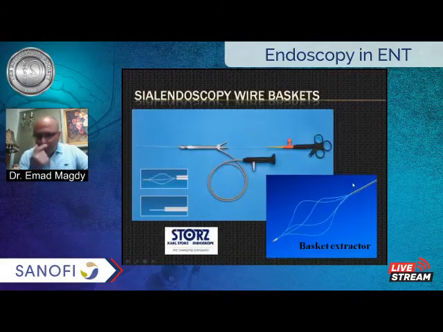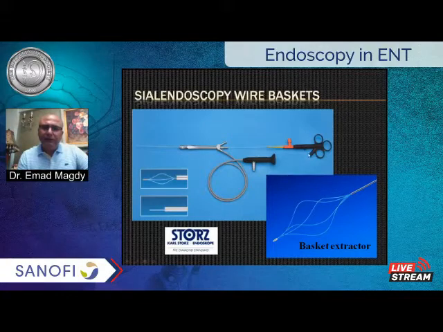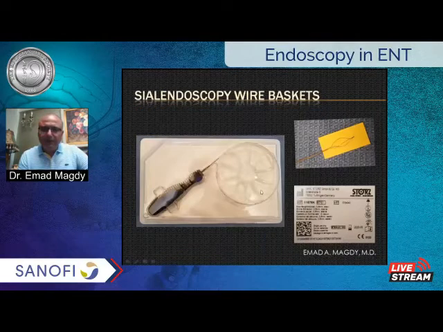Well, once you're inside, you explore your ducts, and then if you want to extract a stone, you have to use a wire basket. So there are different types of wire baskets with different sizes. Usually the shaft of them is 0.65 millimeter in diameter, and these wire baskets are either 3, 4, or 5 wires each.